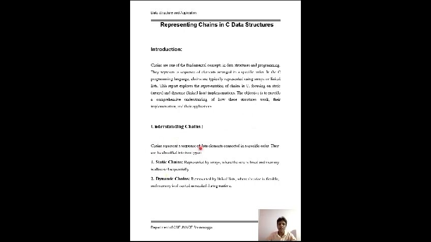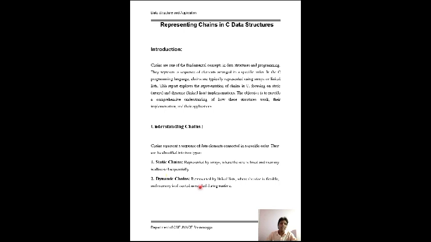Basically, chains are classified into two types. First one is static chains and the second is dynamic chains. Static chains are basically represented using arrays and are implemented during compile time. That's why it is called static chains. And here the size is fixed. We can't increase or decrease the size at runtime.